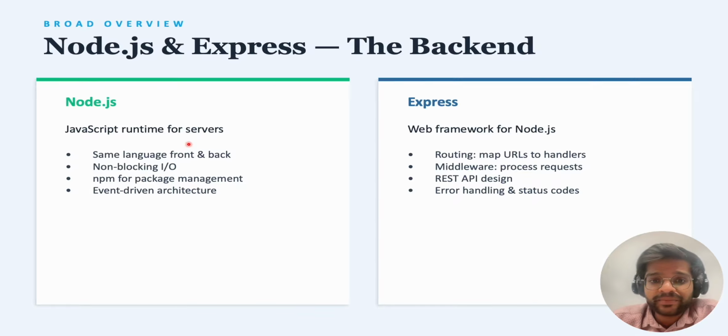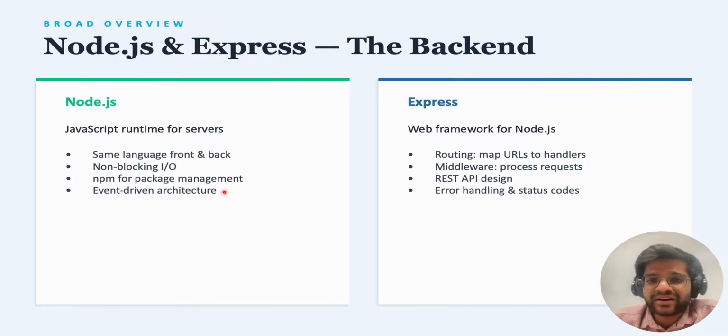Node.js uses non-blocking input-output. That means that whenever the server is waiting for a database query or a file to load, it just doesn't sit there doing nothing. It moves to handle other requests and comes back when the result is ready. That actually makes Node.js really fast and efficient.